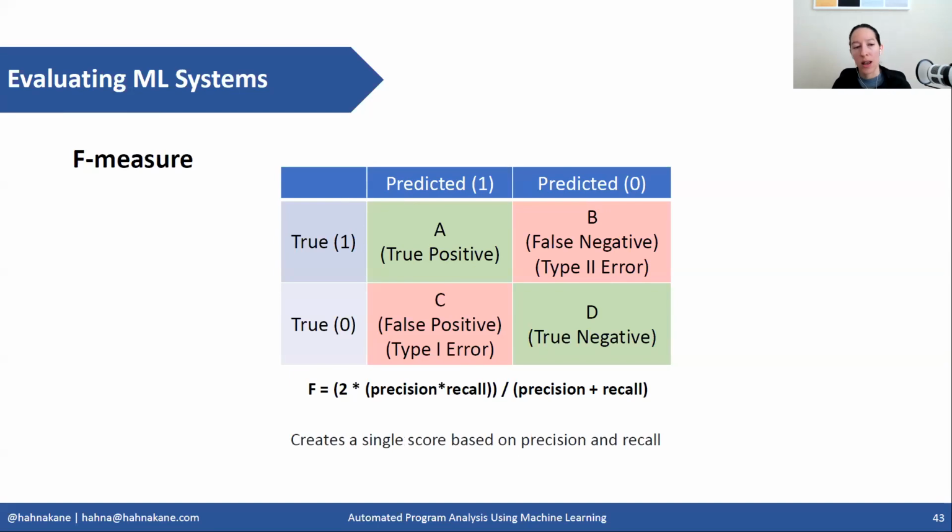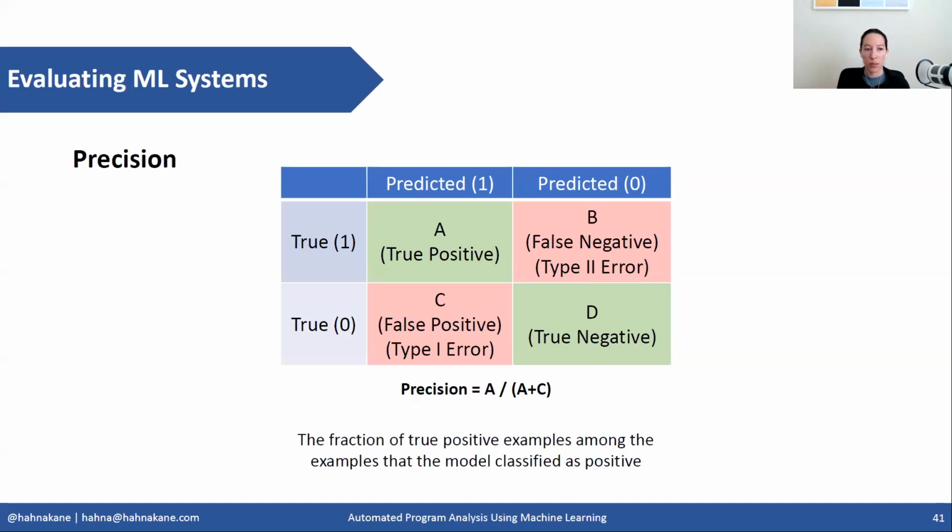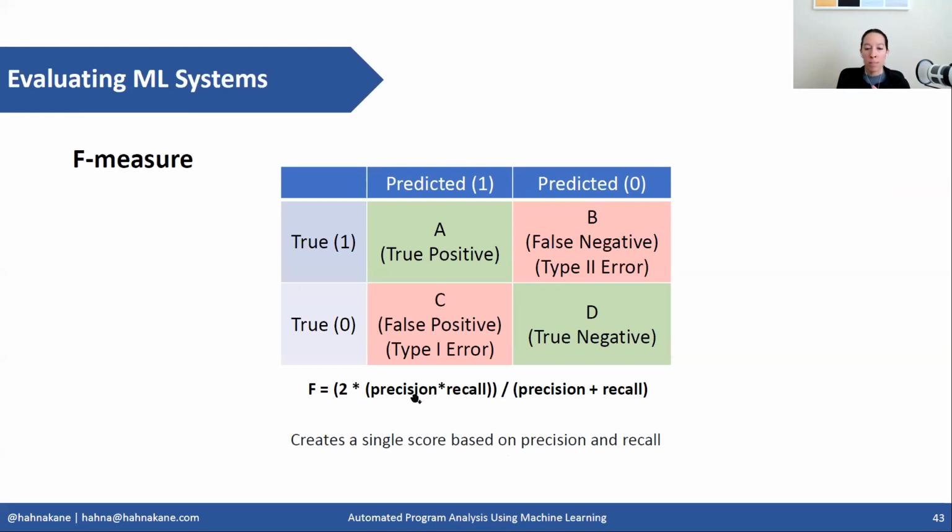With F measure, this allows you to calculate a single score based on precision and recall, right? So you're going to follow these steps to calculate precision and recall, multiply it together, and then double it, and then divide it by the sum of your precision and recall. This essentially allows you to create a superset metric based on two metrics to get an overall picture rather than just looking at these two, precision and recall, individually.